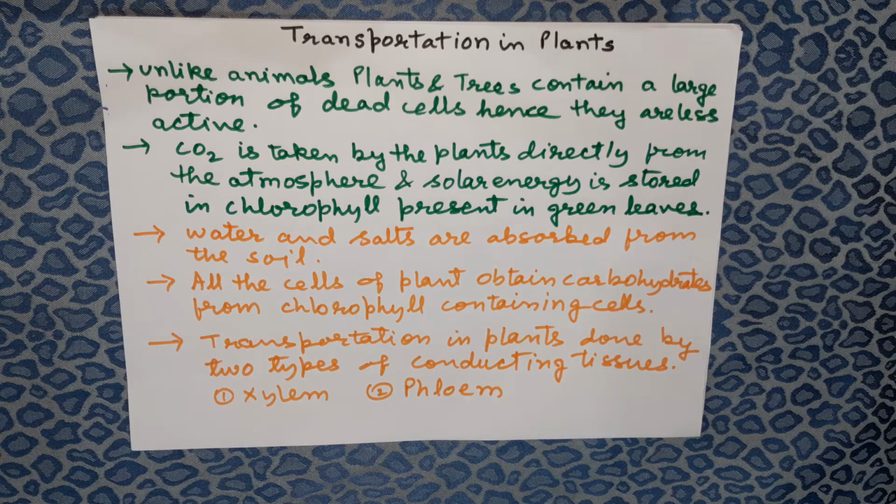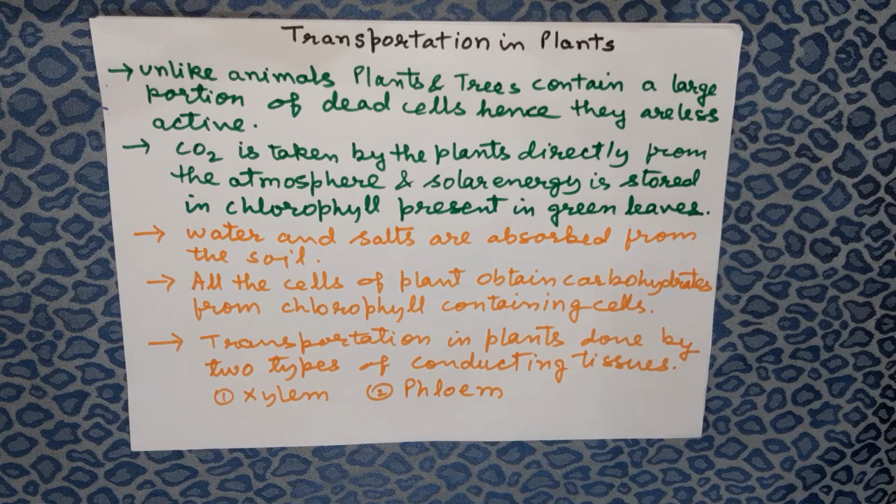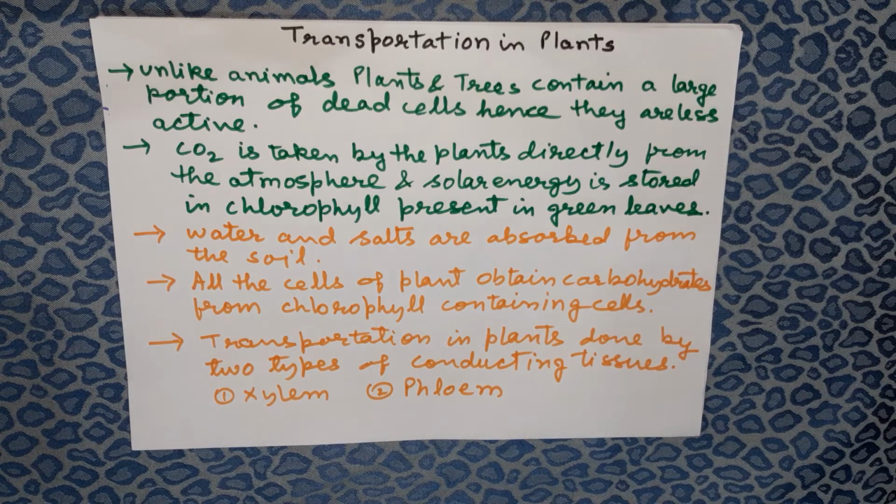Since they are less active, we also know that carbon dioxide is taken by the plants directly from the air and oxygen is given out for photosynthesis. And also solar energy is stored in the form of chemical energy in chlorophyll containing cells, or you can say chlorophyll containing green leaves. Then water and salts are absorbed from the soil.